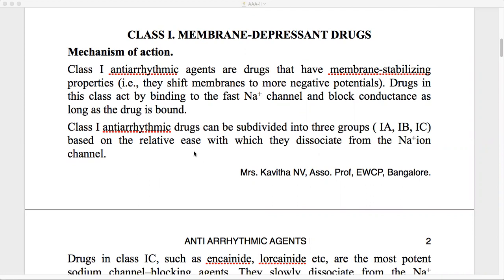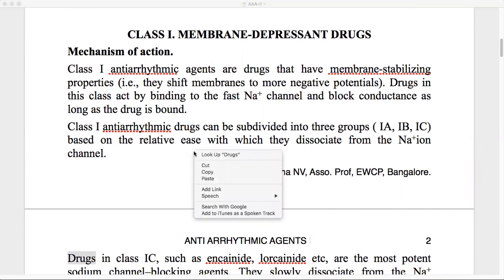Based on how easily they come out of their binding, that is, how easily the drug can dissociate from the sodium channel, or for how long it is effectively bound to the sodium channel, these drugs are divided into three groups.